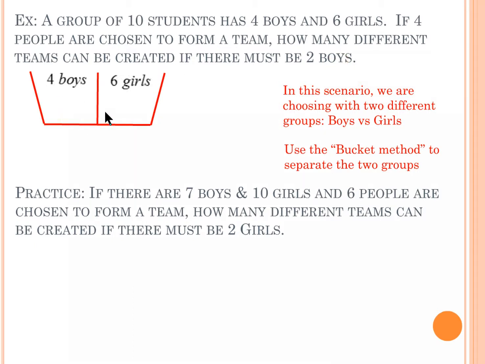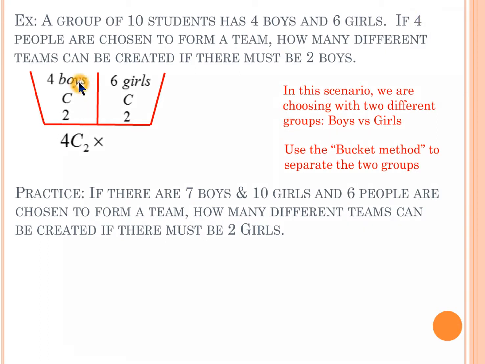So if I have 4 boys, then here are my 6 girls. And from my 4 boys, I will choose 2 of them because I have 2 boys. If 4 people are chosen, we need 4 people and 2 of them are already picked for boys, so how many girls can I pick? Well, since I've used 2 boys, then I must have 2 girls. 2 plus 2 would give me 4 team members.